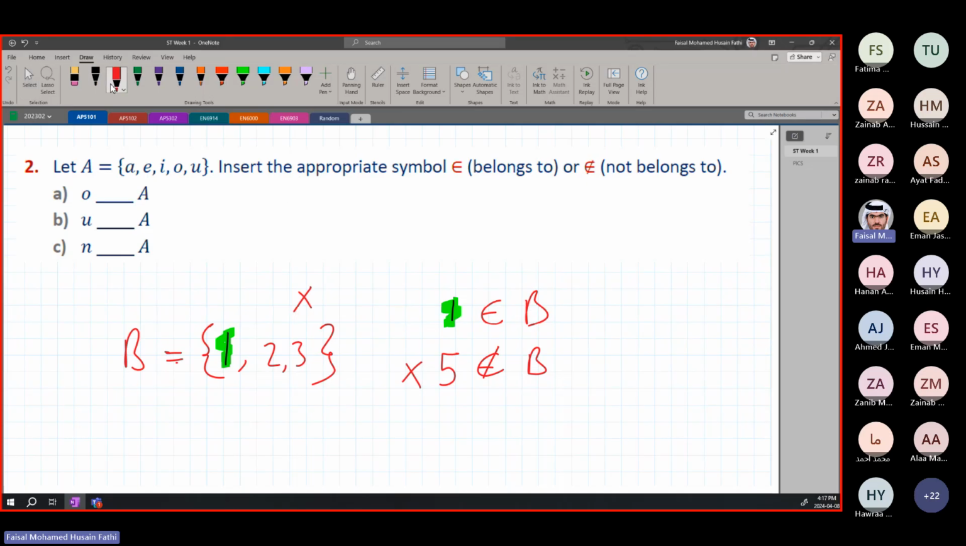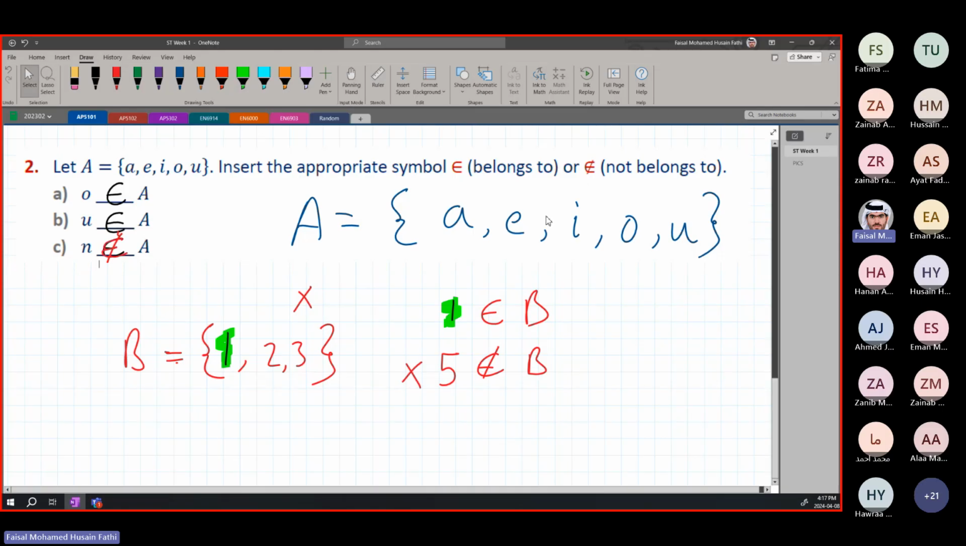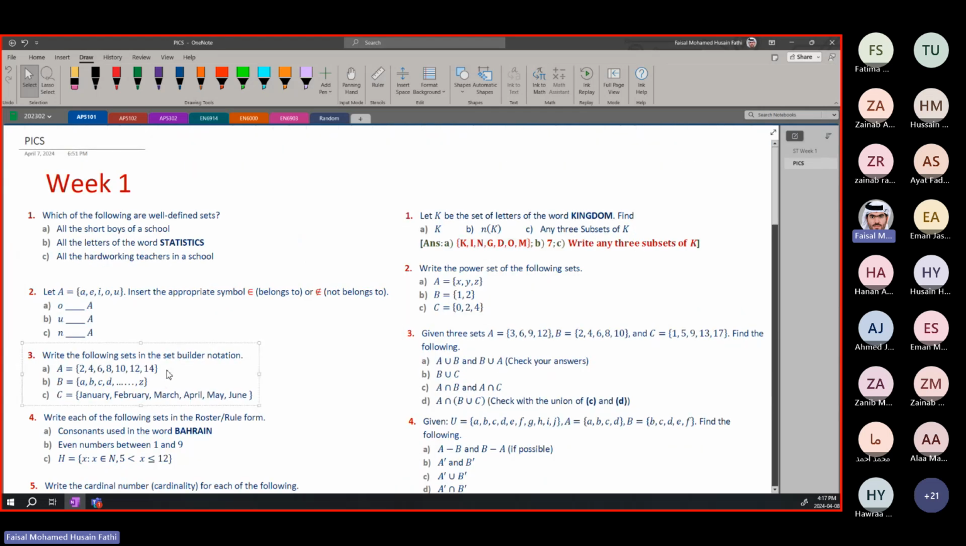So here we have a set A equal to A, E, I, O, U, which are the vowels of the alphabet. Okay, so O, does it belong to the set? Yes, it does. U, does it belong to the set? Yes, it does. N, does it belong? Is there any N here? No, there isn't. So we say N does not belong in A. Very simple. It's just a symbol you guys need to understand. When it's just by itself, it belongs. If it has a slash through it, it does not belong.